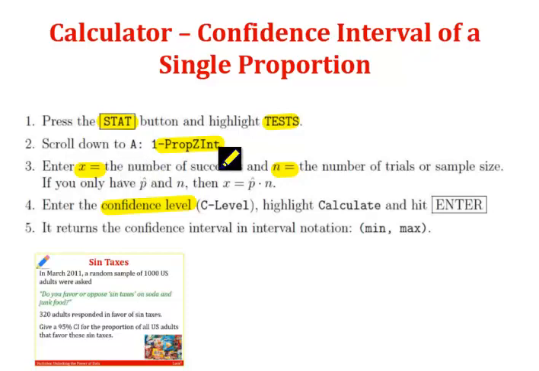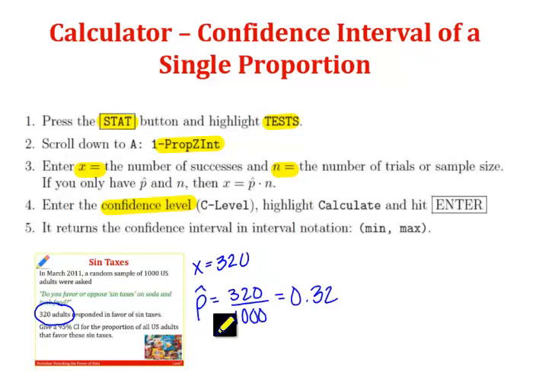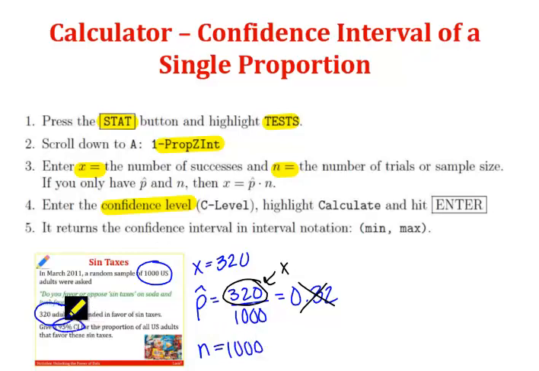So starting with X, that's the number of successes. So for this random sample and the question here, the number of successes is going to be this 320, right? So X equals 320. Notice we're not using the proportion. This was our p hat from when we used the formula, but we do not want this number here. We just want the 320. That's your X. And then we need our N, which is our total number of samples. So n is 1,000. And then our confidence level, 95, CI, confidence interval.